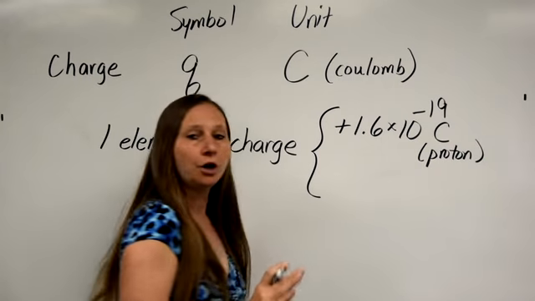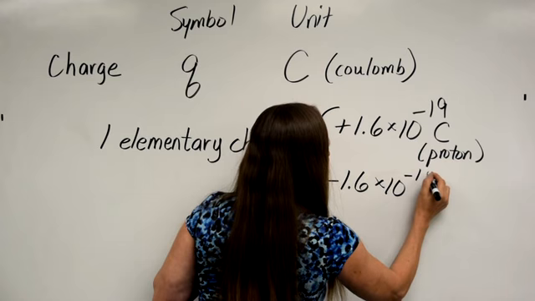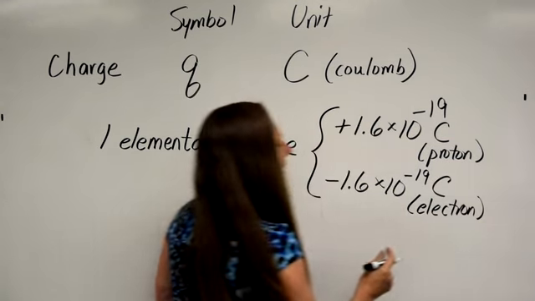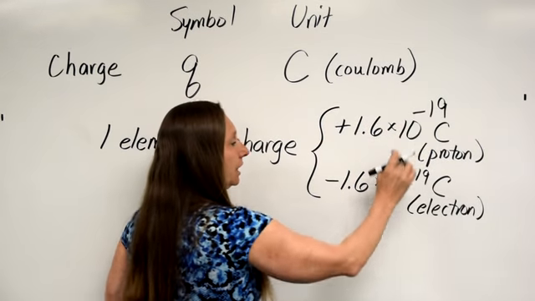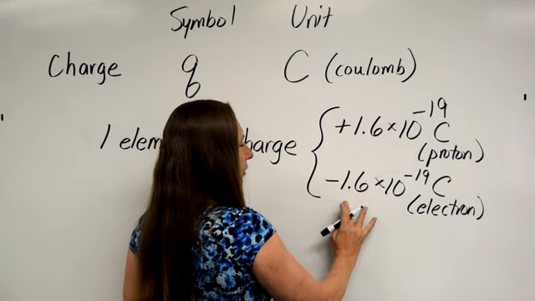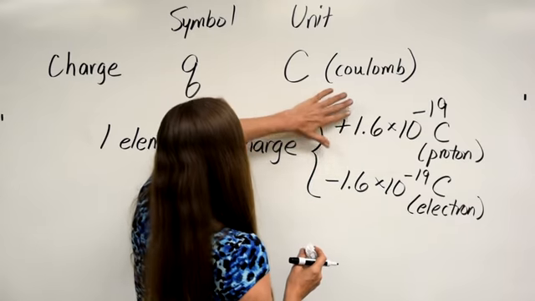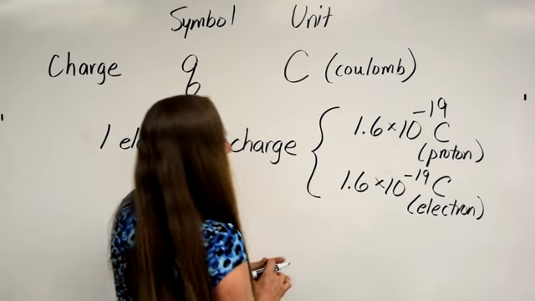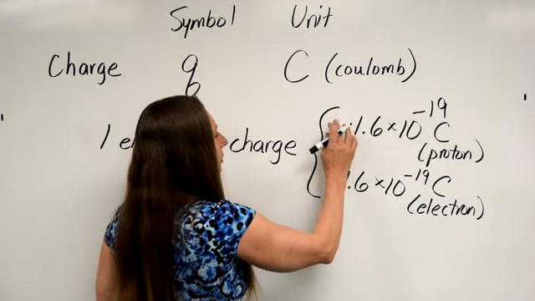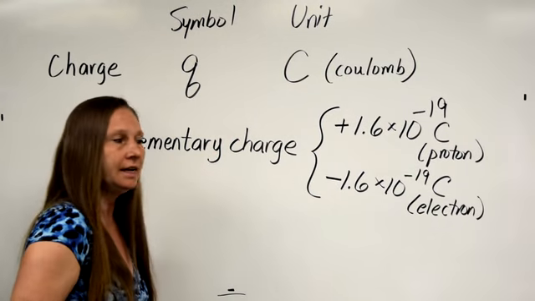Or, if we're talking about an electron, negative 1.6 times 10 to the negative 19 coulombs, and that's the charge on an electron. Notice that the exponent is 10 to the negative 19 for both the proton and the electron, and 1.6 for both. That's telling you that the magnitude of the charge, in other words, forget about the plus and the minus, on the proton and the electron is the same, but the sign of the charge is opposite. So a proton is positive 1.6 and an electron is negative 1.6.